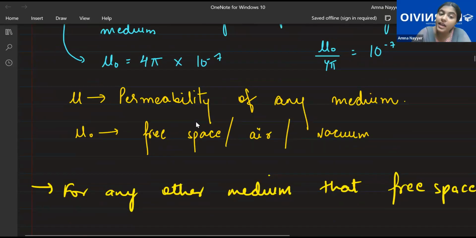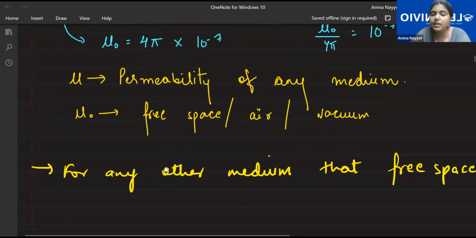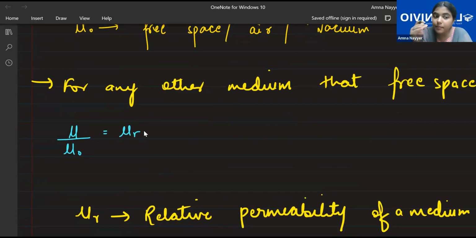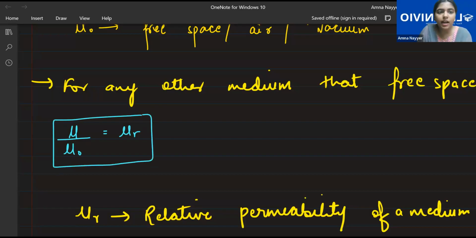Mu is the permeability of any medium. Mu naught is for free space, air or vacuum. So if you have any other medium present, mu divided by mu naught is equal to mu r. If you remember, we did the same thing in the case of epsilon naught also. Epsilon by epsilon naught is epsilon r. You're comparing the value of mu in a medium to the value of mu in air. That is giving you a relative value, a ratio. So here you use this, you will get your answer.